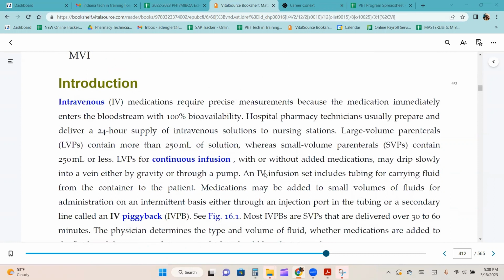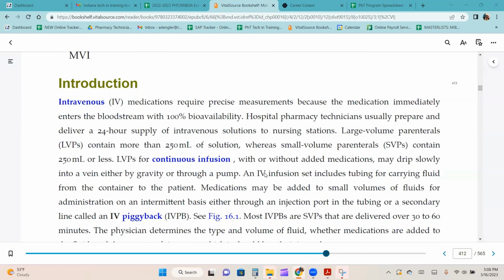So IV medications require precise measurements because the medication immediately enters the bloodstream with 100% bioavailability. Hospital pharmacy technicians usually prepare and deliver a 24-hour supply of intravenous solutions to nursing stations. Large volume parenterals contain more than 250 ml of solution, whereas small volume parenterals contain 250 ml or less.